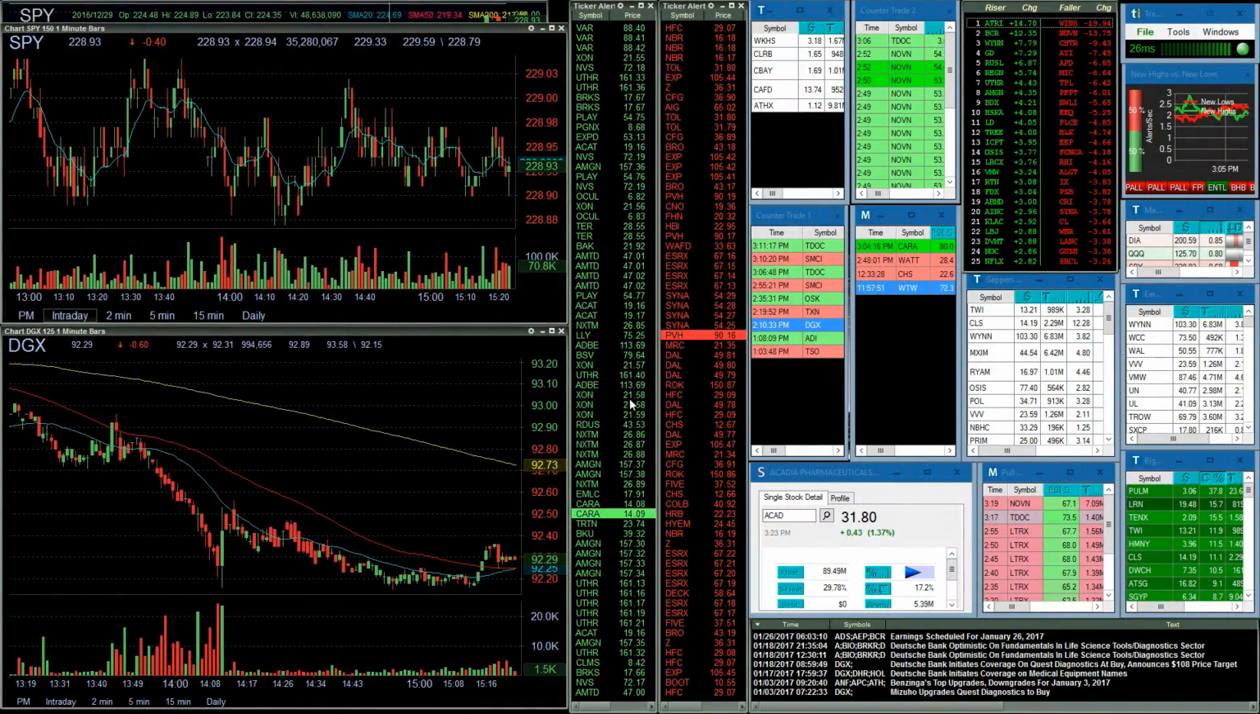This is my right monitor. It consists of the daily charts and scanners. Top left are the SPY charts. I like to look at what's going on during the day and the daily resistance and supports along with the simple moving averages.